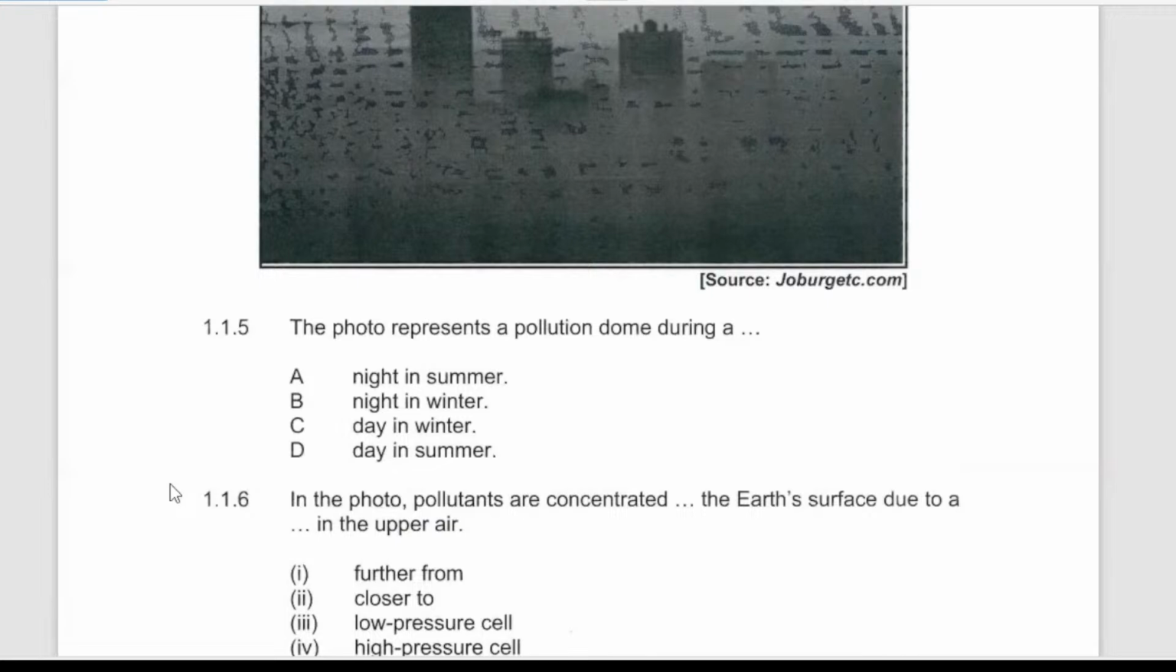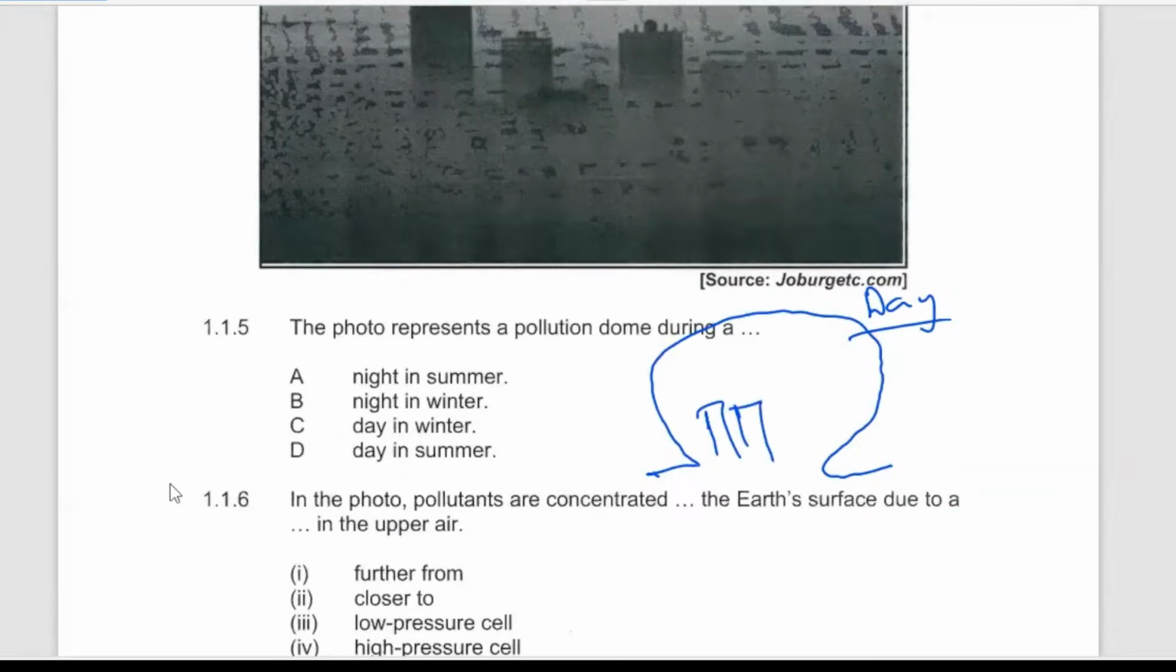So by analyzing the situation, I will try to illustrate before I answer the questions. We have a situation of our pollution dome during the day. How does the pollution dome look during the day? During the day, if you look at the shape of the pollution dome, it portrays a shape like this one. We are saying our built-up area is here, and the concentration of pollutants will have a picture like this one. Here we have a form like this, and our pollutants will be high in the upper atmosphere.